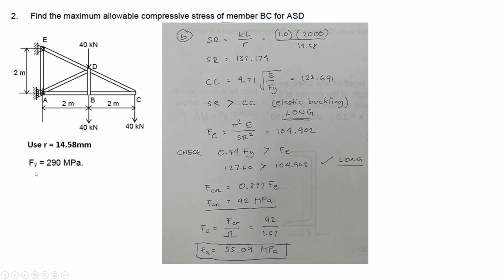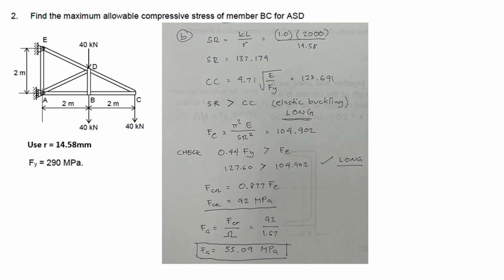Now, to find the allowable compressive stress of member BC using ASD, we need to analyze this part only. This is 2 meters, and this is pin connected. In our figure, there are pins at point B and point C. Okay? It is a pin, unless otherwise stated.